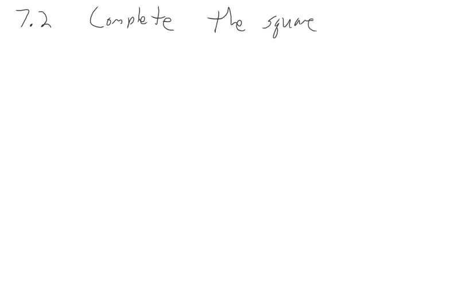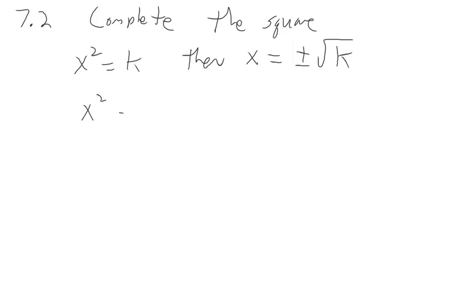Before we get into completing the square, let's review some rules of radicals. Say x squared equals k, and I want to solve for x. Then x equals plus or minus the square root of k. What I mean by that is, if I have x squared equal to 25, then I take the square root of 25, which equals 5. So x equals 5.